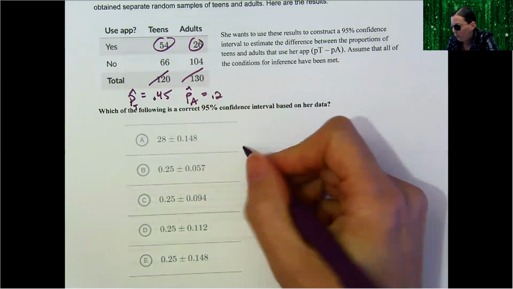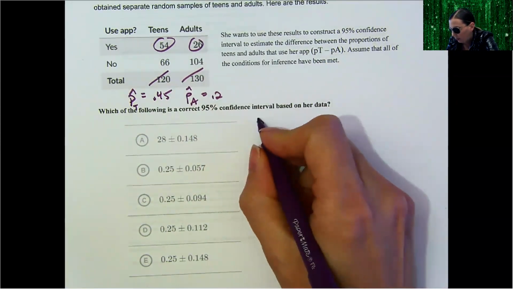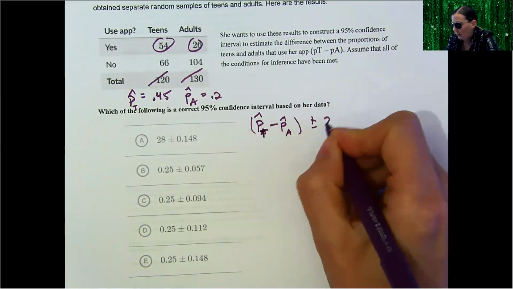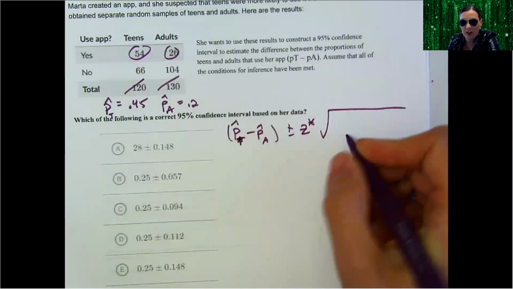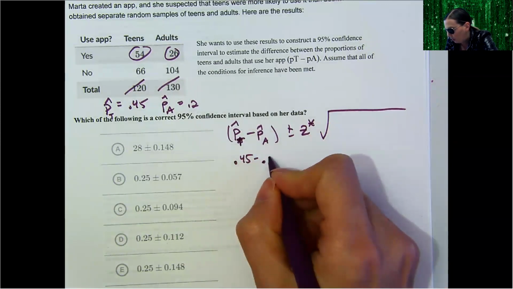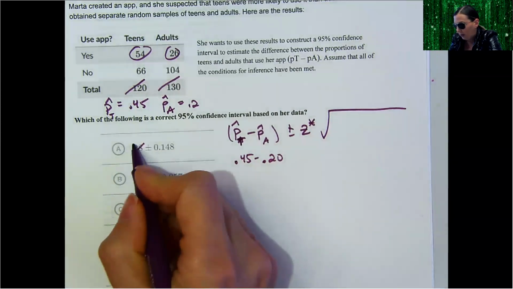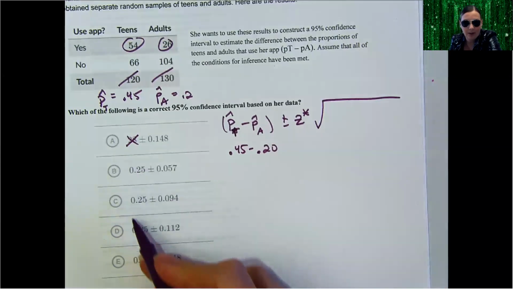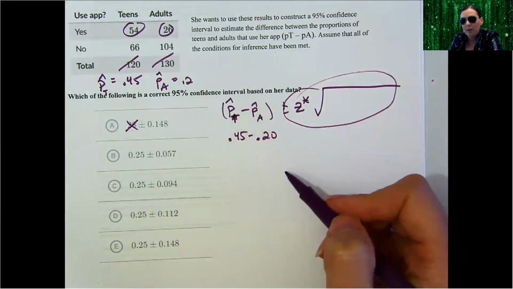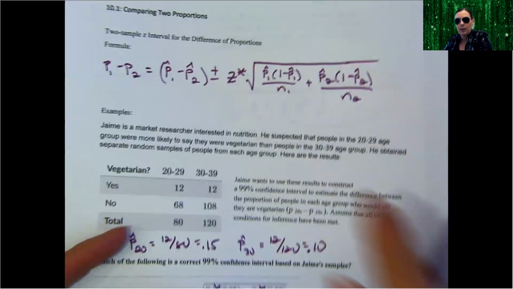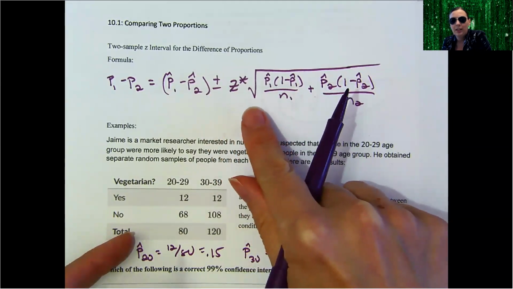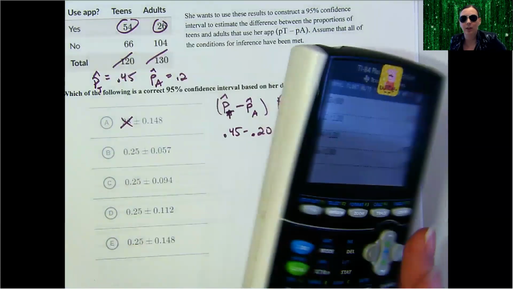So when we get to our formula, the formula starts with the subtraction of our samples, teens minus adults. Then it's plus or minus Z star times that giant standard error formula. All right, so teens, 0.45, minus adults, 0.2. That crosses out A. That doesn't help along the way because all of these use 0.25. So now I've got to focus on the margin of error formula. If you recall, that formula is not pretty. It's pretty in depth, actually. So what I recommend is just using TI-Joe to get our answer, and then we'll work backwards from the interval that's provided.